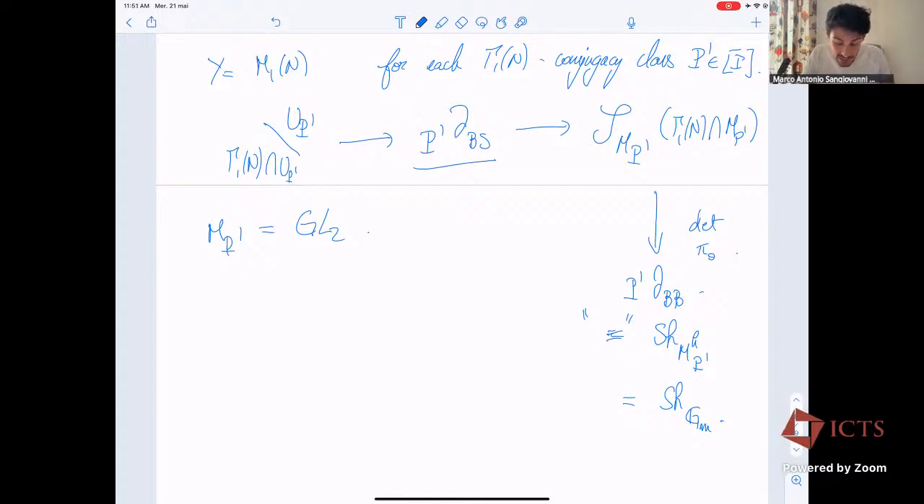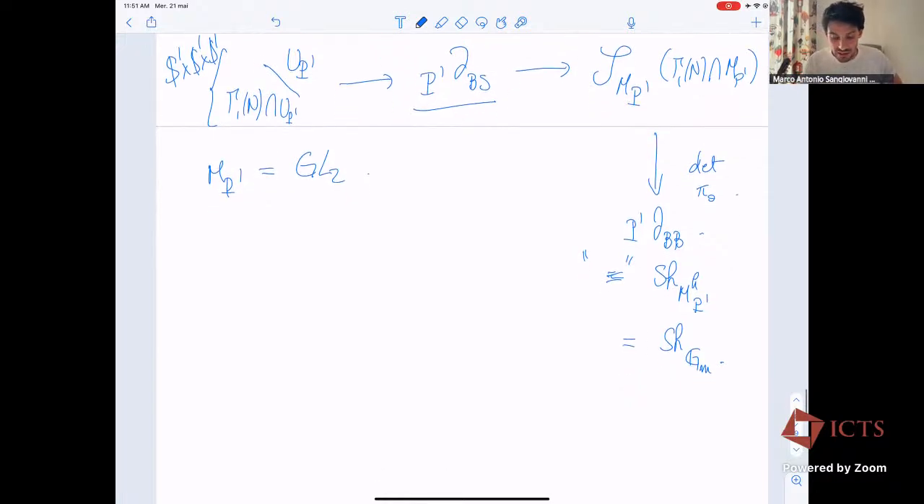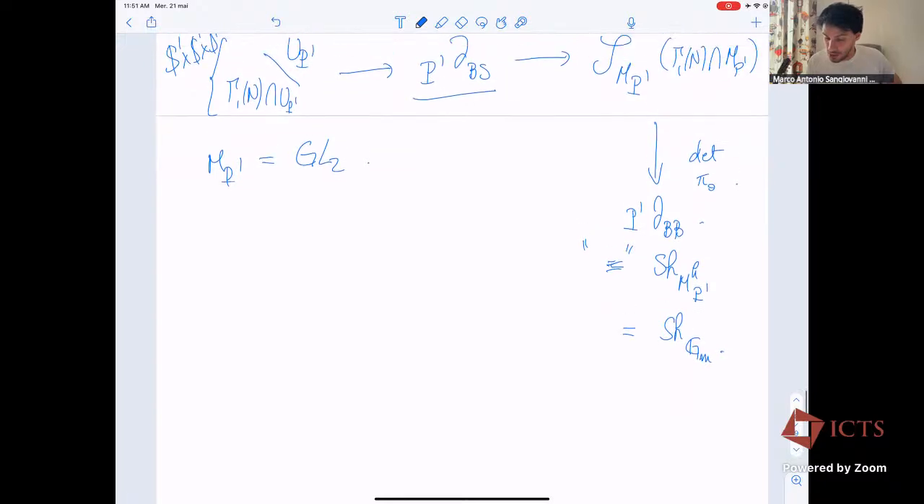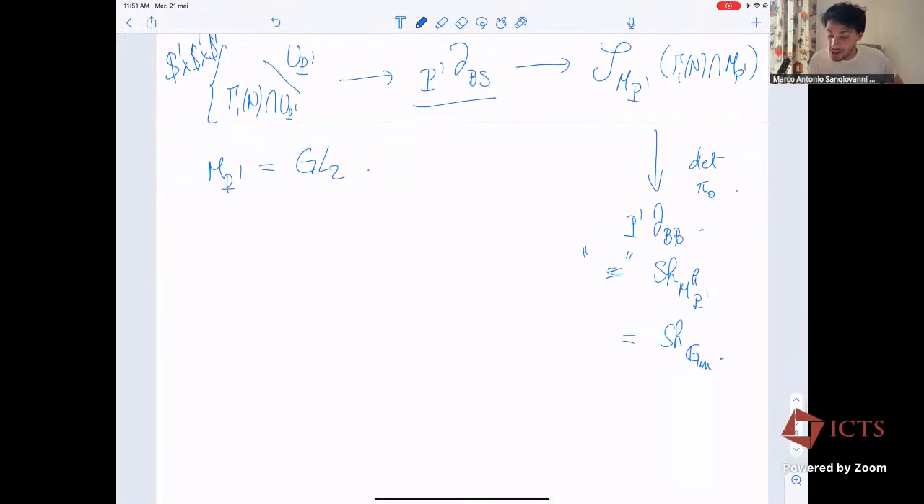And maybe let me state another description: this quotient is topologically S1 times S1 times S1, because U_P prime is abelian. So it's R^3 modulo a lattice. Okay, so this is the picture.